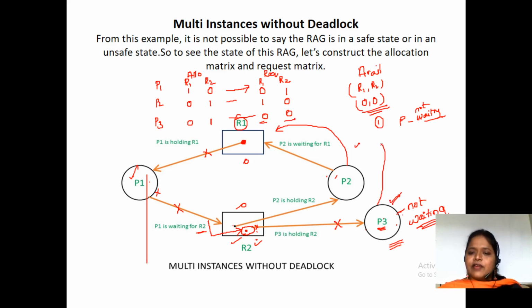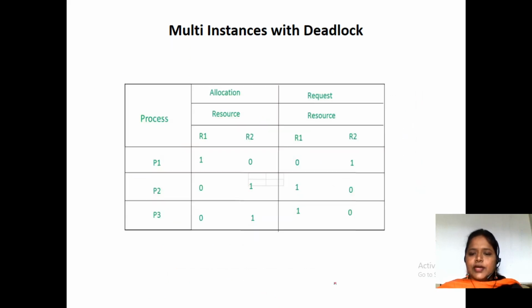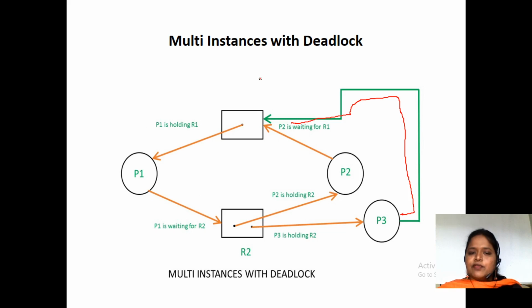Now if I have created another link, P3 is waiting for R1. So what I have to do? Instead of 0 I have to place 1. That is the only thing it will be going to change. Fine. So here previously it was 0 over here, when P3 is requesting R1, in that place we are keeping this one. Now check the availability of resources.